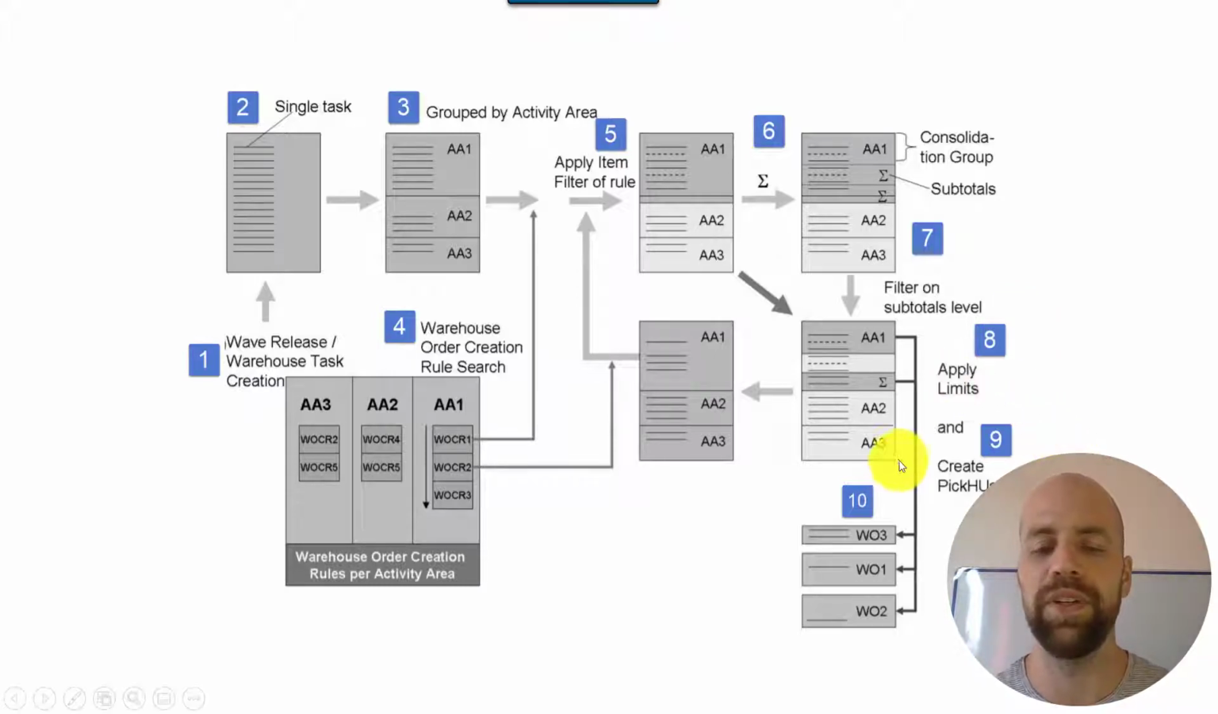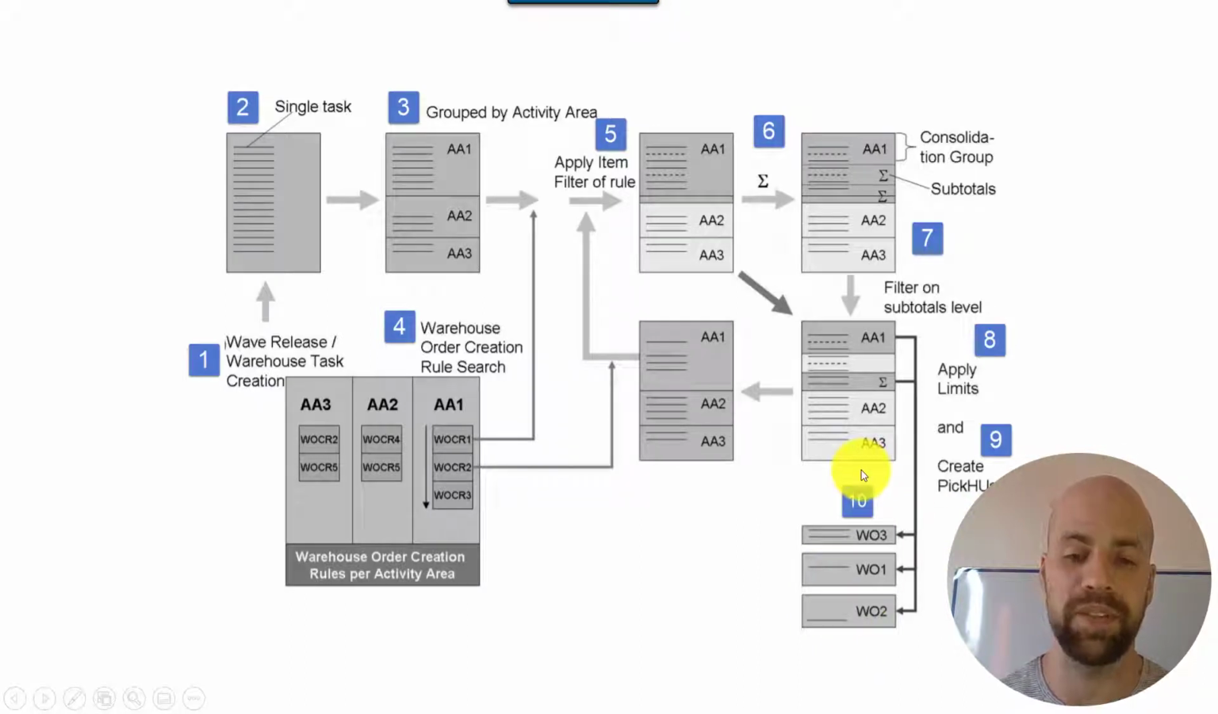And then we try to create pick HUs. And in this context, we are again sorting. I didn't mention this here with another number, but we are sorting here also. And we are also sorting at the very end again within the warehouse order. So to influence travel paths and all this stuff. That should be it for the overview.